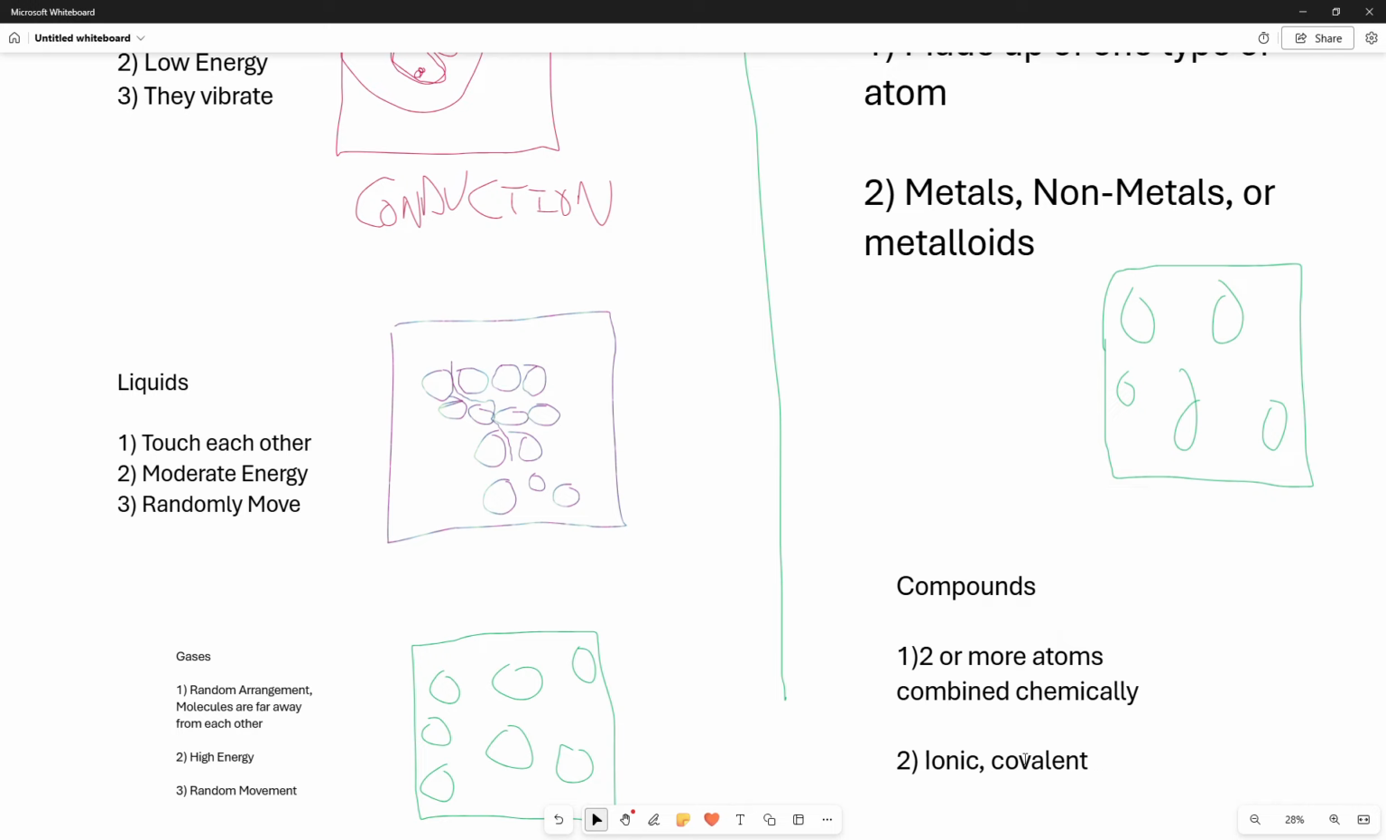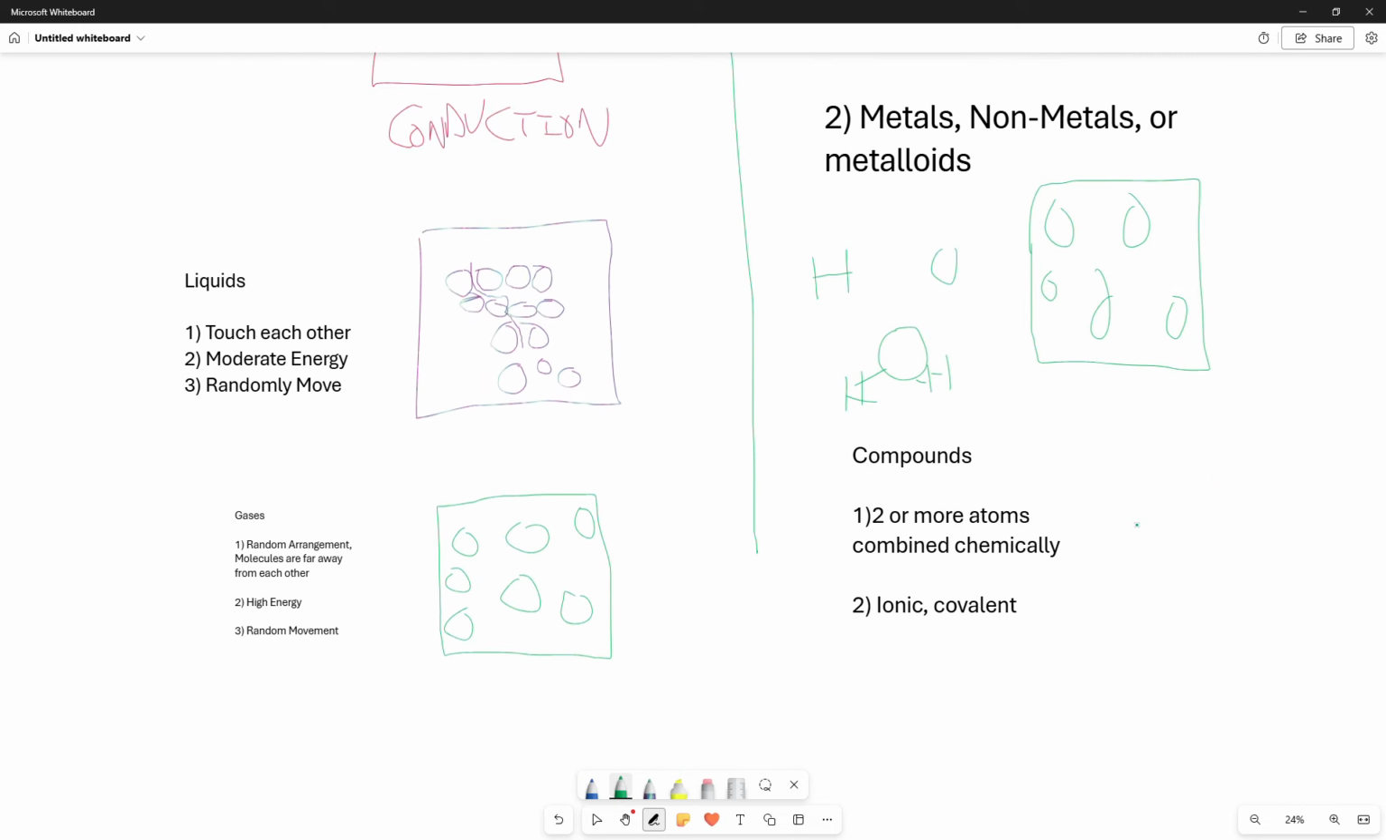So if I have to draw them, for example, water. Water is between hydrogen and oxygen. So oxygen combined with hydrogen and hydrogen. So I have two or more elements combined chemically. If I have to draw that in a box, I would have H2O, just the H2O in a box. This would be a compound.